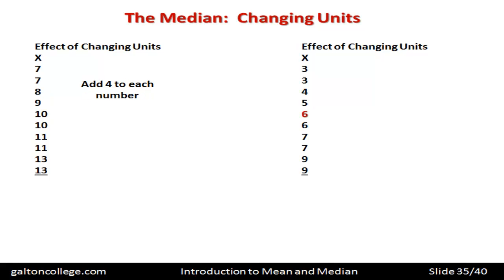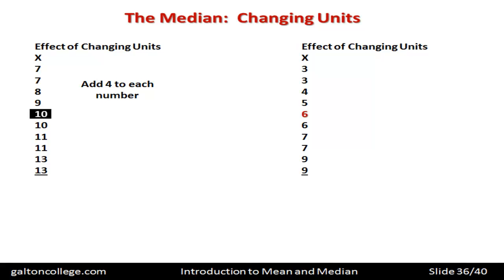If we add 4 to each number, so we'd have 3 on the right hand side at the top, plus 4, which is equal to 7 on the left hand side. The next one is 3 plus 4, 7 again. Next one is 4 plus 4, which is 8 on the left hand side. So we've added 4 to each number.